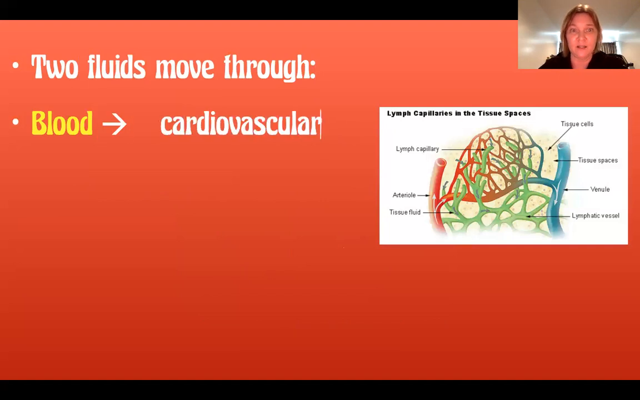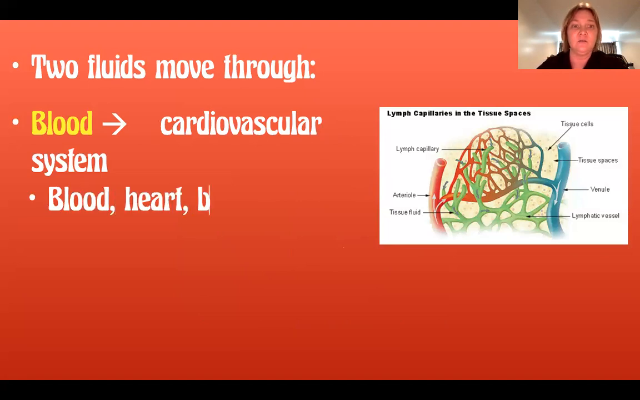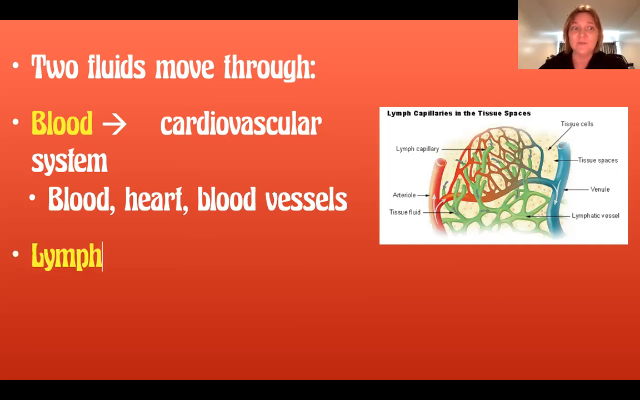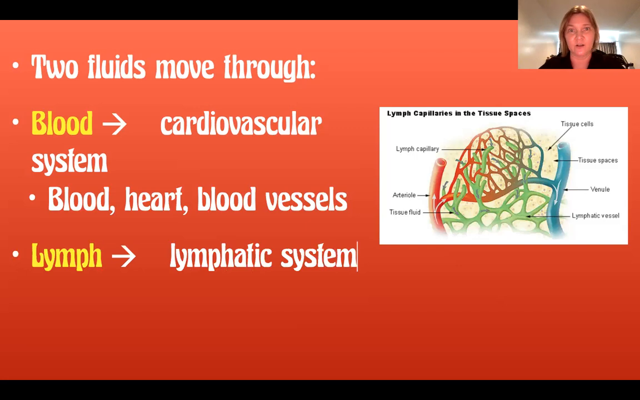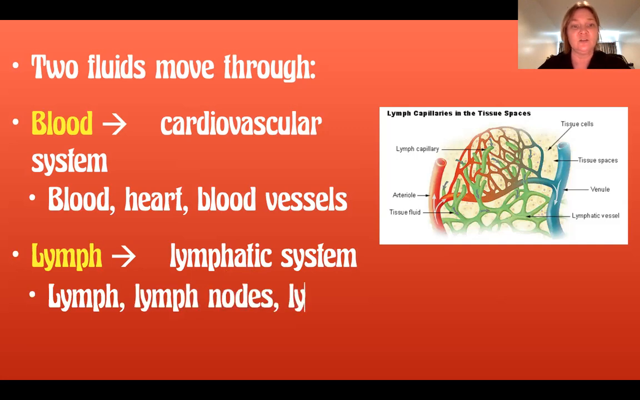You have blood, which is transported through the cardiovascular system. The cardiovascular system consists of the blood, heart, and blood vessels. And then you have a second liquid called lymph, which is transported through the lymphatic system, which includes the lymph nodes and lymph vessels. If you are asking yourself, what is lymph?